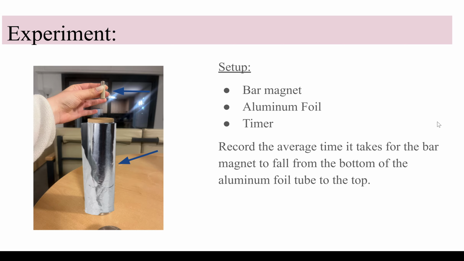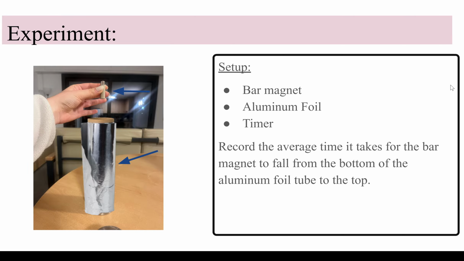The setup for our experiment was a bar magnet, a roll of aluminum foil, and a timer. Essentially, we were recording the time it took for the bar magnet to fall from the top to the bottom of the aluminum foil using the timer. And of course, we took this data several times and found the average to ensure that it was more accurate.